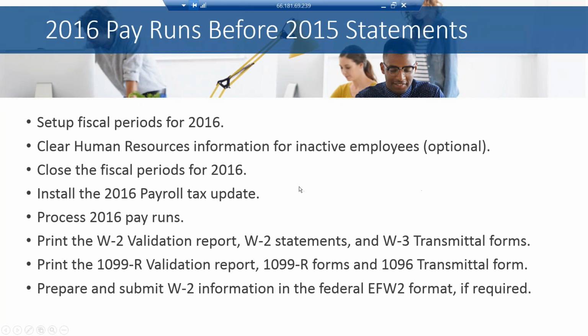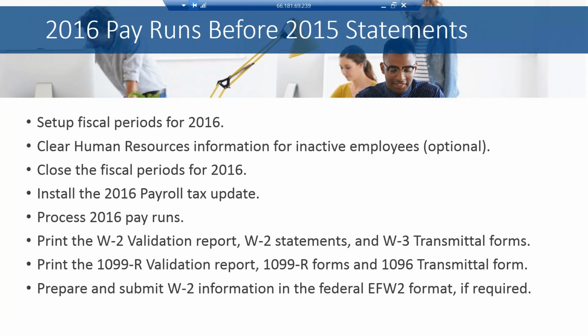Then I'll set up my periods for 2016. You can see that the steps are really the same; they're just in a different order when we're doing it this way. We can clear our HR information for inactive employees, and again, that's optional. Close the fiscal periods; that's the screen I referred to a few minutes ago. Install the 2016 payroll tax update, and then begin processing the 2016 pay runs. This is a more natural process for many of you who pay weekly or biweekly and are going to run those first pay runs prior to running your W-2s.